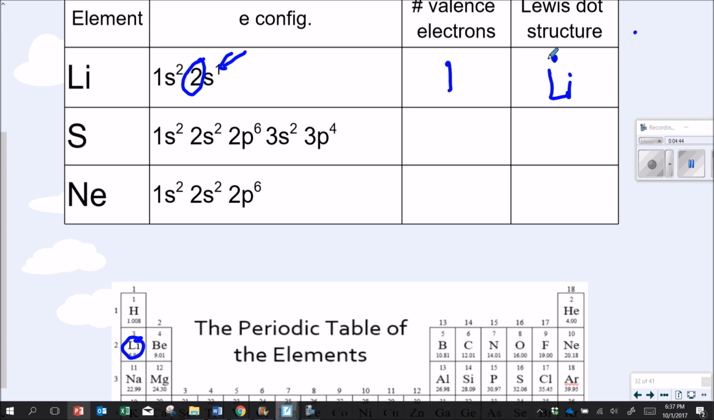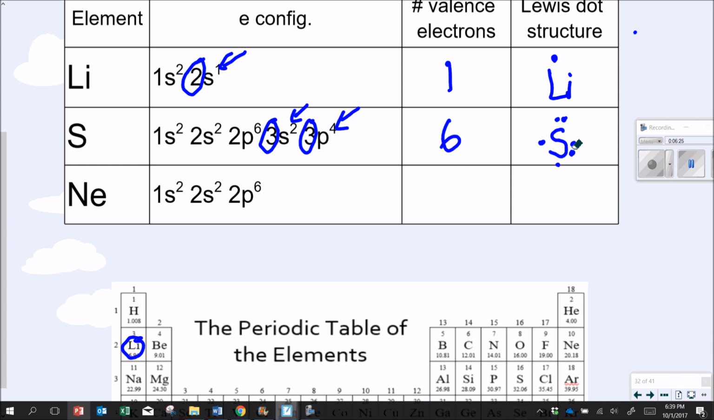Then we look at sulfur. The highest energy level for sulfur is energy level number 3. There's 3 here and 3 here. So we have 2 electrons in 3s2 and 4 electrons in 3p4, so a total of 6 valence electrons. For the Lewis dot structure, we write the element symbol, so S for sulfur, and then we start putting dots like around a box. So we do 1, 2, 3, 4, and we go singly, and then we double up. 5, 6 valence electrons for sulfur.